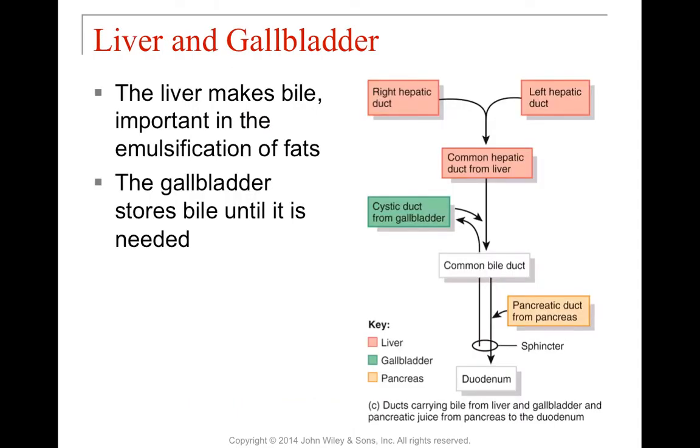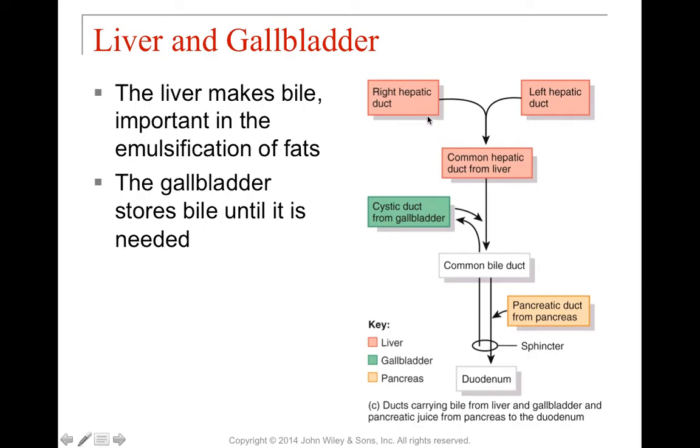So this is an overview of what happens with the liver and the gallbladder. So the liver makes the bile, and bile is really important in the emulsification of fats. So if you don't make enough bile, you may end up with too much fat coming through in your stool. So the gallbladder is going to store the bile until it's needed. So the liver makes it, the gallbladder holds on to it until the body says, hey, I need it.